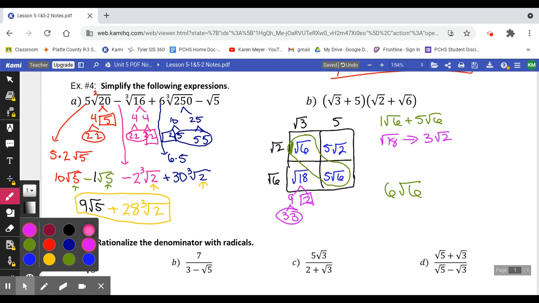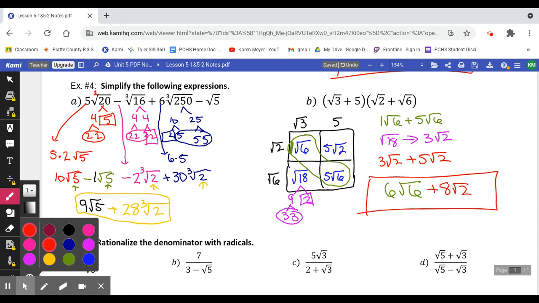And now we can say, oh, well, 3 square root of 2, I can add that to 5 square root of 2 because they both have square root of 2. So add my outside numbers and I get 8 square root of 2. And here's my final answer.